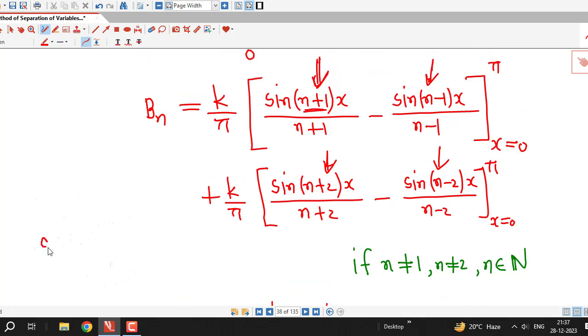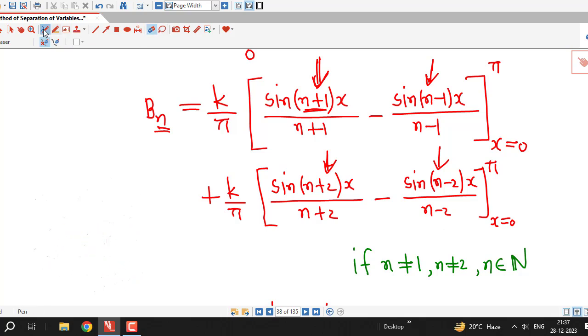And here we have used the fact that sin n pi is always 0 whenever this multiple of pi is an integer. In our case, n takes only positive integer values. So if n is a positive integer, n plus 1 is also a positive integer, n minus 1 is also an integer. All these will be integers, and whenever I have an integer multiple of pi, and I am taking the sine of that integer multiple, that is always 0.